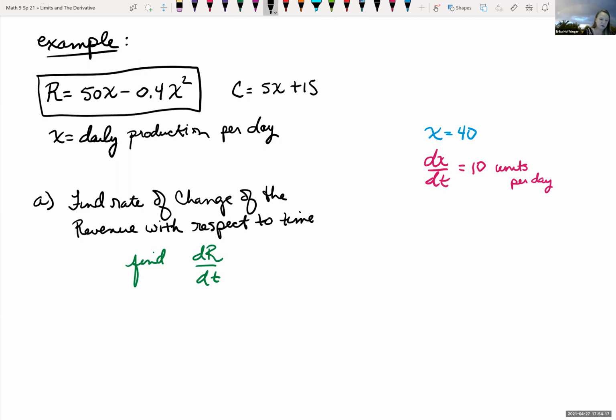So let's just go through and take the derivative of both sides. The derivative of R is dR/dt, which is equal to the derivative of 50x, that gives me 50 dx/dt, minus the derivative of 0.4x squared, which is 0.8x dx/dt.